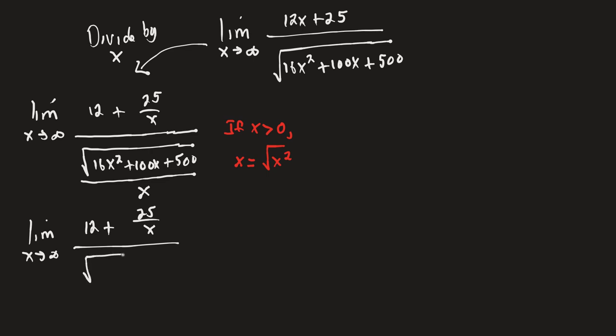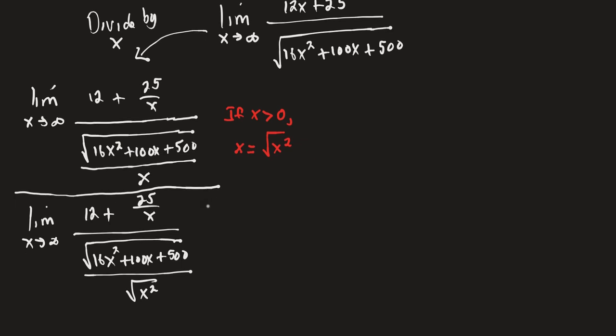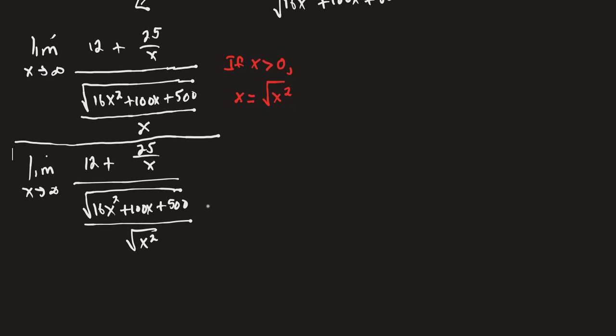So we'll have the square root of 16x squared plus 100x plus 500, and then all over the square root of x squared, right? And it looks like we're making this thing way more complicated than it needs to be, but eventually it will work out, I promise. So here's another property of roots that we will make use of. If you have the square root of a over the square root of b, that can be written as the square root of a over b.